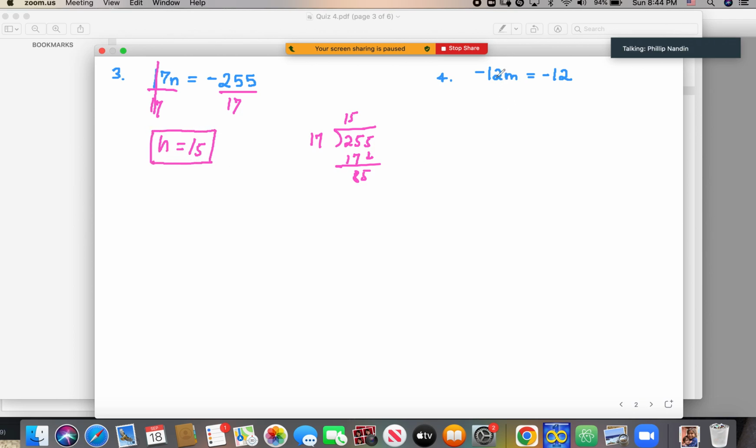You have to know how to do long division. The next thing, now I have this here. Again, I want M by itself. The operation between the -12 and the M is multiplication. To unmultiply, I divide by -12 on both sides. I get M equals -12 divided by -12 is 1. 1 times M is just M. -12 divided by -12 is 1. And I get M equals 1.